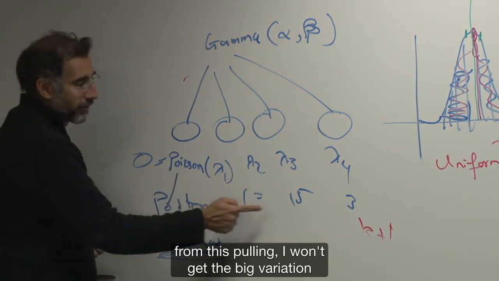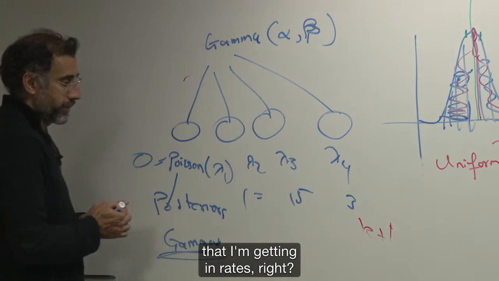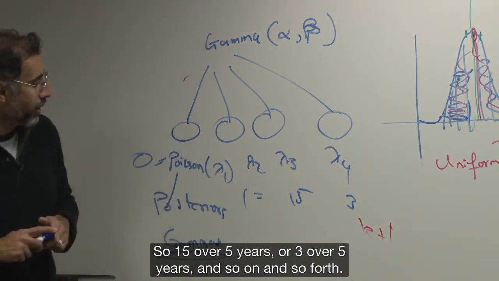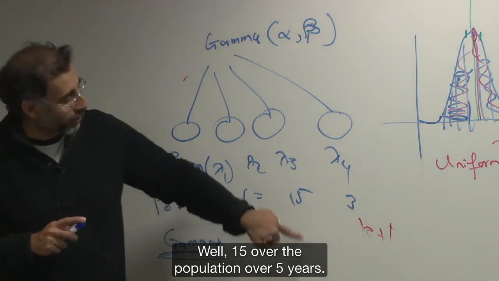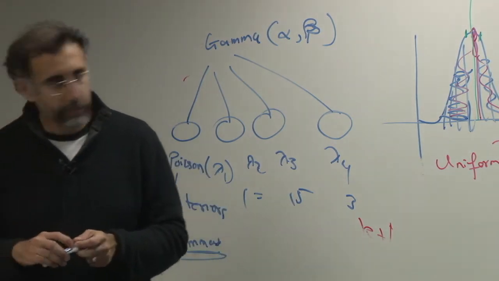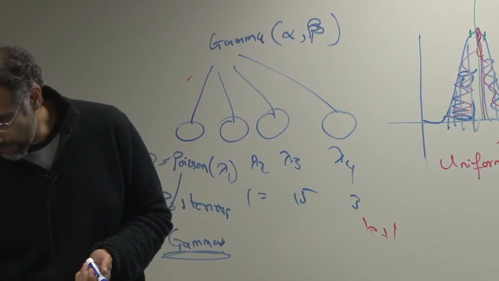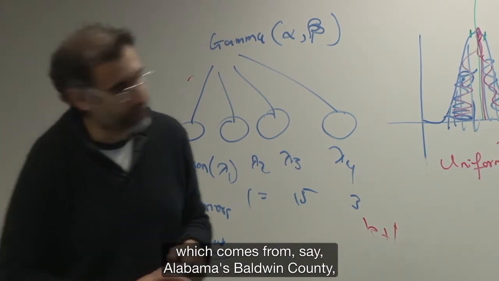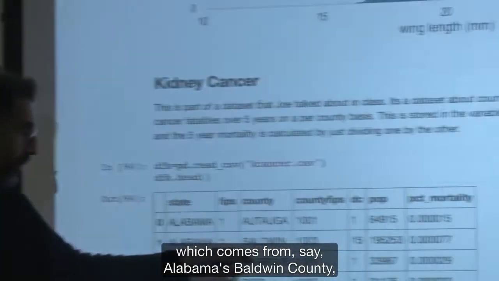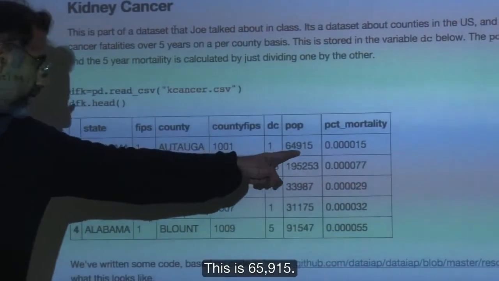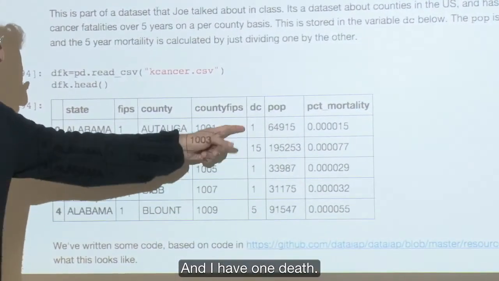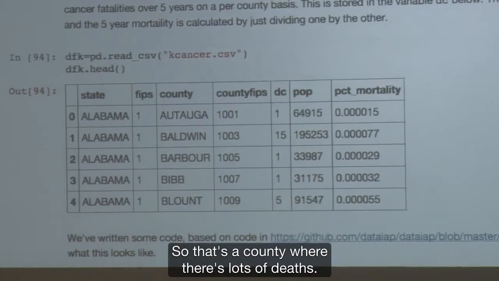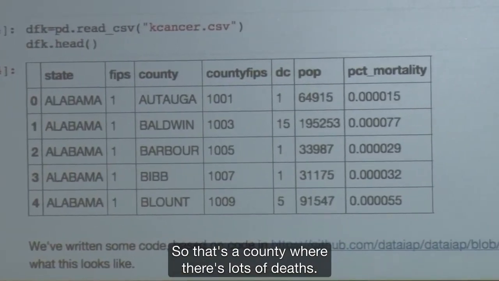And because I'm borrowing the statistical strength from this pooling, I won't get the big variation that I'm getting in rates, right? So, 15 over 5 years or 3 over 5 years, and so on and so forth. Well, 15 over the population over 5 years. And I should just very quickly mention that the 15 that I was talking about, which comes from, say, Alabama's Baldwin County, is actually kind of large, because look at this. This is 64,915, and I have 1 death, and it's about thrice the size, and I have 15 times the deaths. So that's a county where there are lots of deaths.